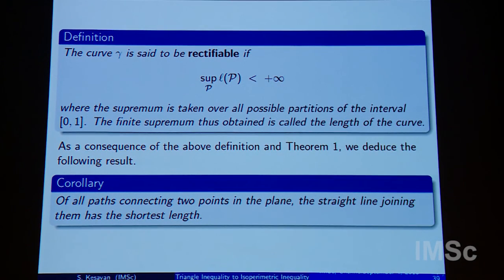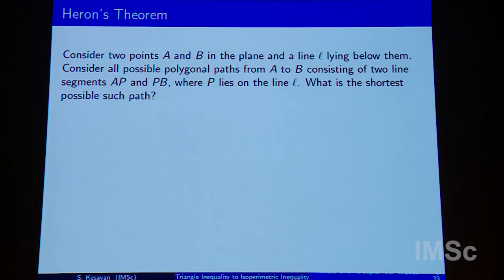Now let us look at something a little different. This is a first problem in calculus of variations. You have so many possible ways of going from A to B, and you ask which is the shortest. So this is an example of a problem in calculus of variations. Now let us look at a different problem.